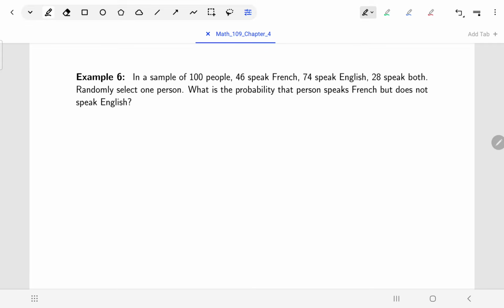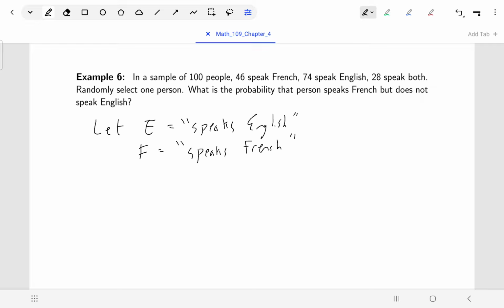Now, what I could do is define 2 events. Let E be the event that the person speaks English, and F be the event that the person speaks French. I could fill in a Venn diagram, but instead of filling it in with numbers of people, I'm going to fill things in with probabilities. I'm just going to make some notes here.